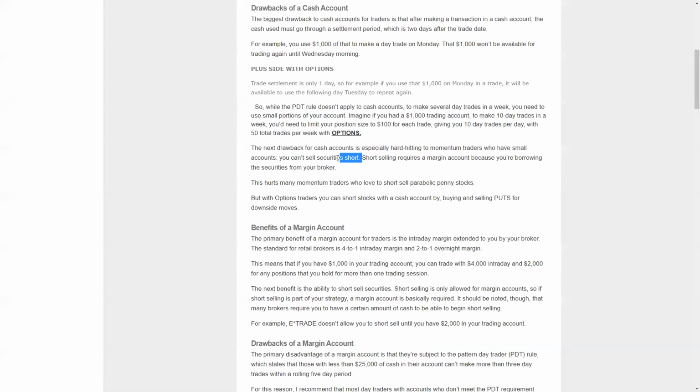If you got options added on your cash account, you can short the short side of a stock with option puts. Short selling requires that margin account because you're borrowing the securities from your broker. That's why you can't do it with a cash account, but you can with a margin. This is the only plus side that I have any argument for, that some people are like, well, I can't short stocks if I don't have a margin account. Well, if that's your bread and butter, then I guess stick with it.